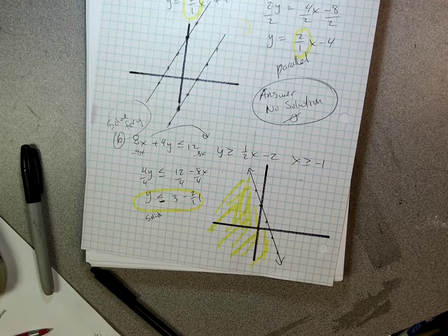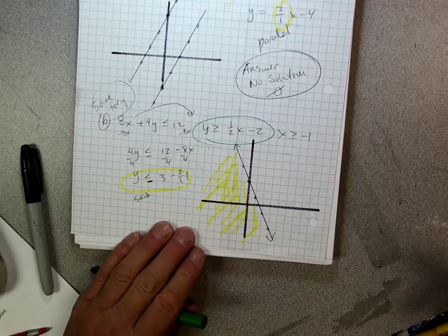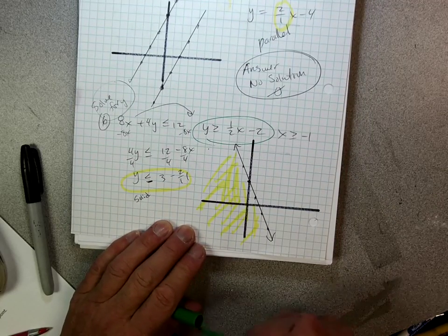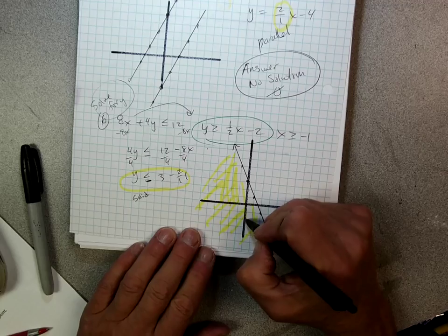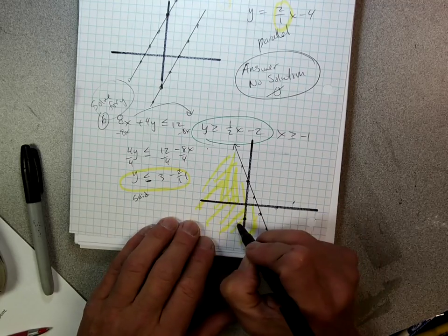Let me do the second equation in green. Okay, I'm going to do it in green so you guys can see all the colors. So I'm going to start at -2. I'm going to go up 1 over 2, up 1 over 2, up 1 over 2, because that's the slope, right?